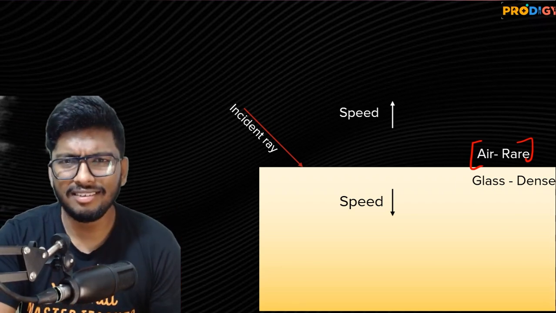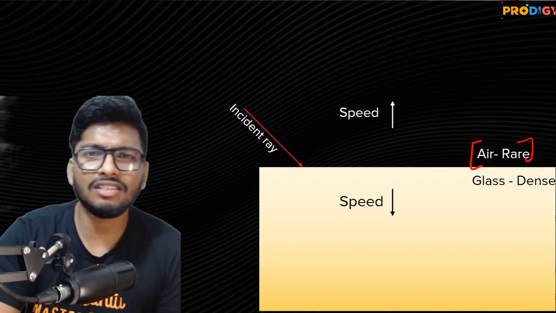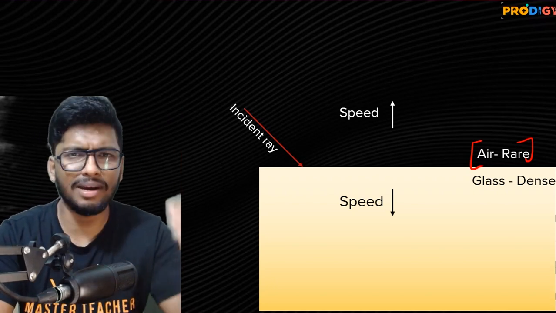So if I have a ray of light that is coming and incident on this surface, on a glass slab, all right, imagine it's a glass slab.